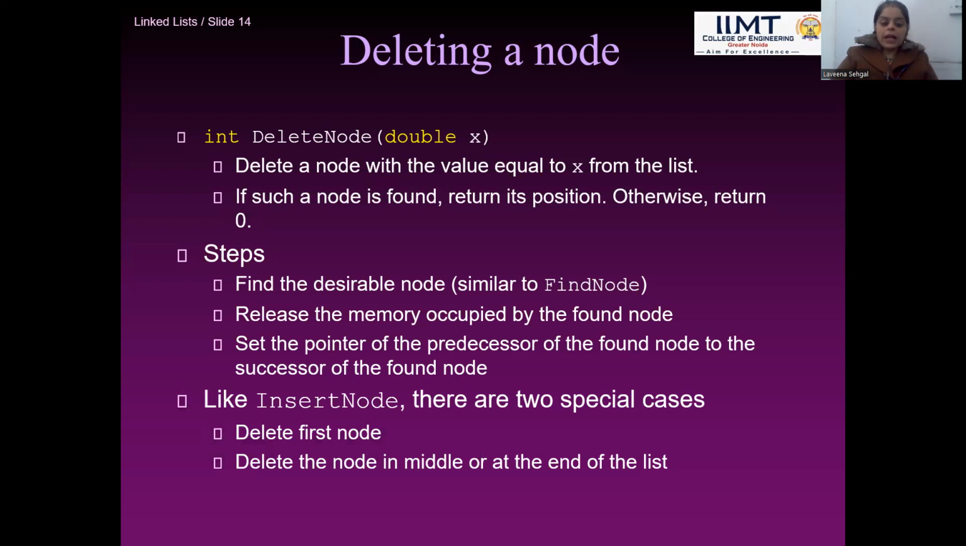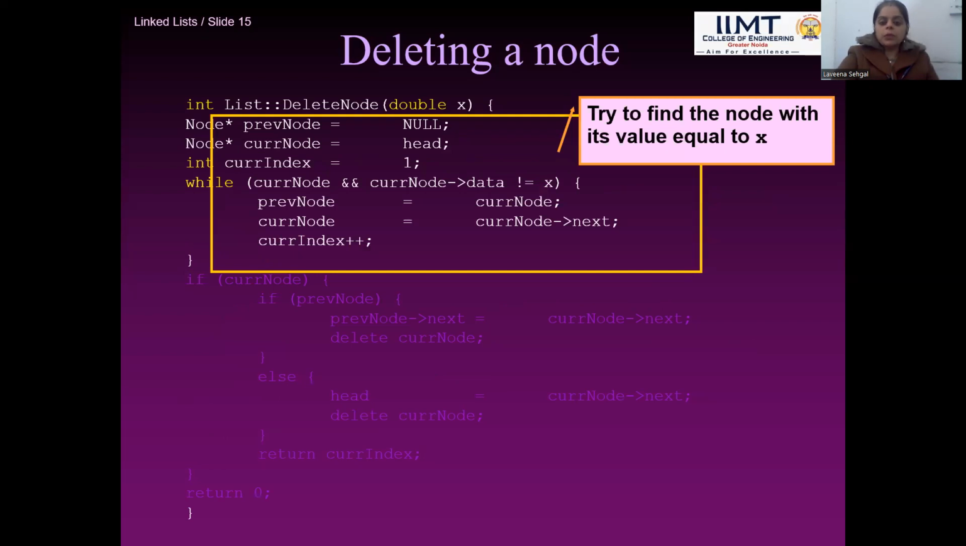Like insert node, there are special cases. Delete the first node, or delete the node in the middle or at the end of the list. This means you can delete a node from the beginning, from the end of the list, or in the middle. There are three special cases you can find. Here is an example of how we can delete a node. Try to find the node whose value is equal to x. Here x is the value you want to delete from the linked list.